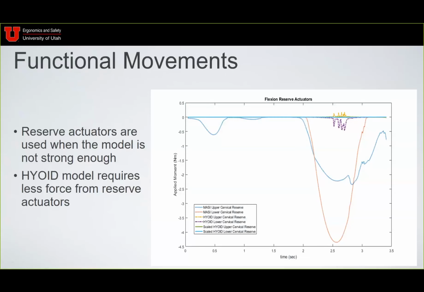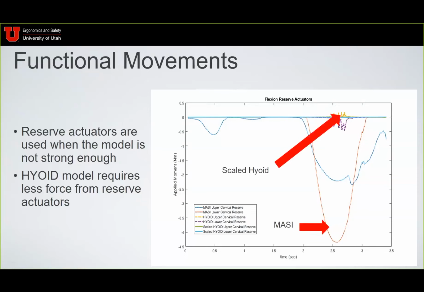And as for functional movements, for those of you who are new to OpenSim, reserve actuators are these imaginary forces that we add to the model that help the model to recreate movements that we observe through motion capture. And so they kick in when the muscles are not strong enough to produce the motions that we see. And so you can understand that if you need a lot of force from these reserve actuators, you can't trust that your model is reproducing these movements very well.